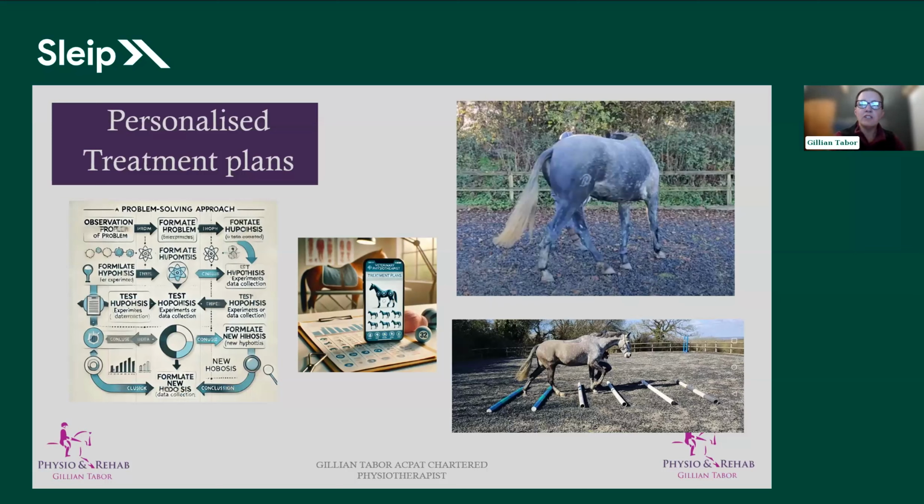What we know with poles is we're going to increase the flexion of the limb joints, we're going to increase the stability muscles working, and so we can implement those rehab plans with the full knowledge and the tracking of how our horses are changing through that process.